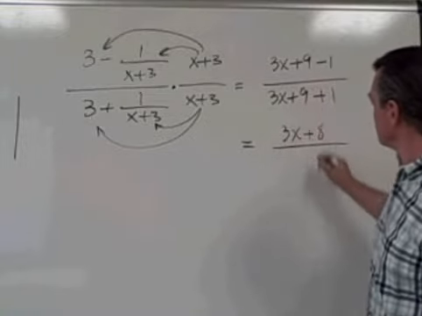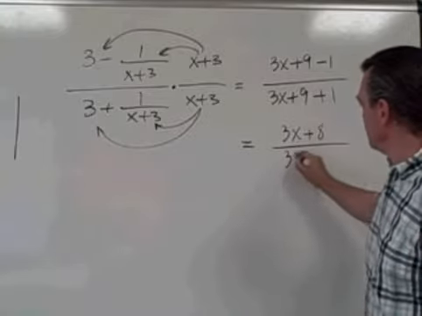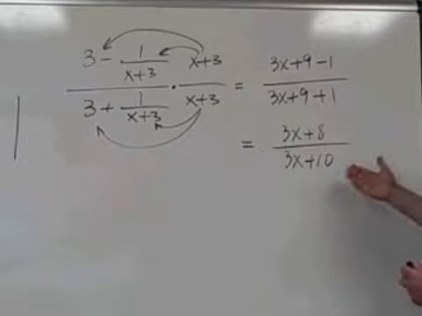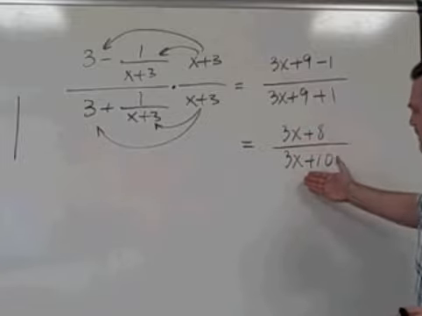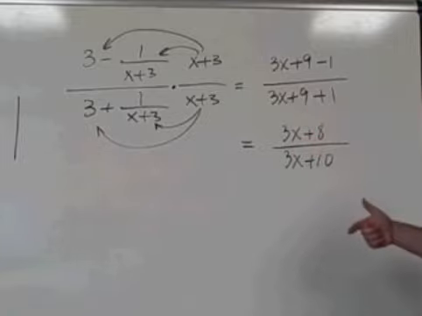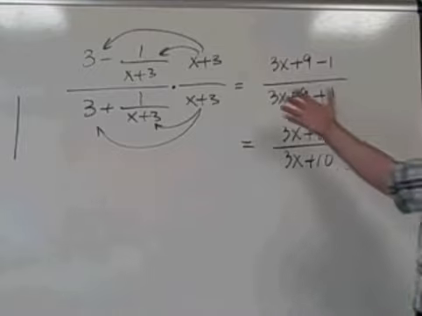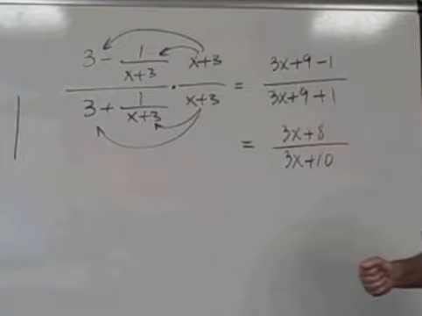So we have 3x plus 8 in the numerator, 3x plus 10 in the denominator. Again, the 3x's cannot be canceled because they are tied up with addition. And that's as simple as we can make this fraction. But again, that fraction is much less complicated than the original one.